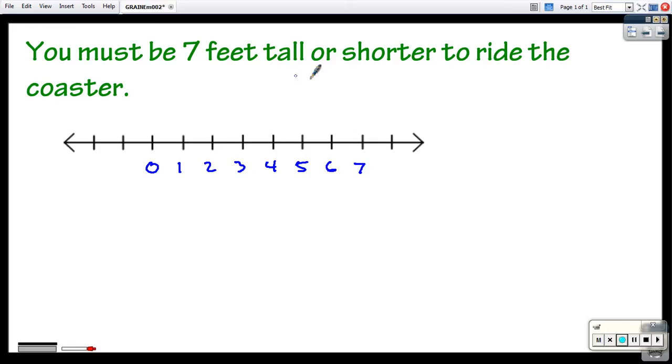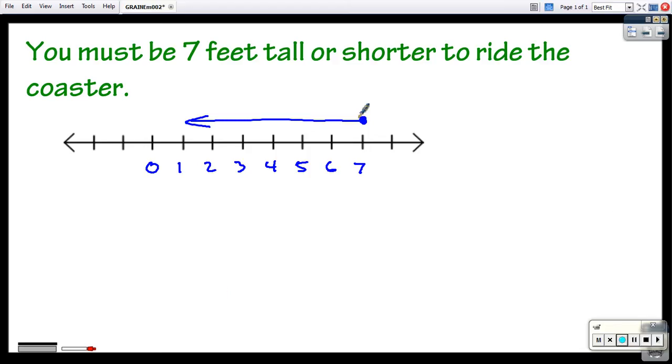It says I can be 7 feet tall, so this time I'm going to put a closed dot at 7, because it means that that exact 7-foot person can ride. Anybody taller? No, but the 7-foot person can. And then anybody shorter, meaning anything on this side of the number line. So I create an arrow going this direction. So we have the 7-foot tall person and anybody shorter.